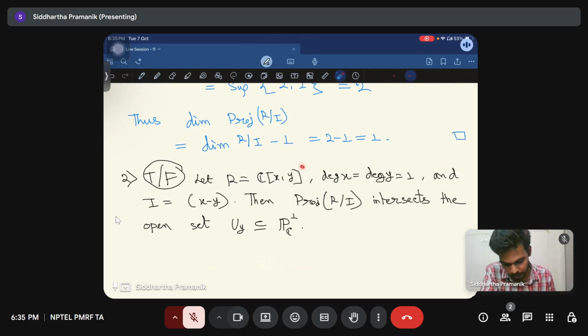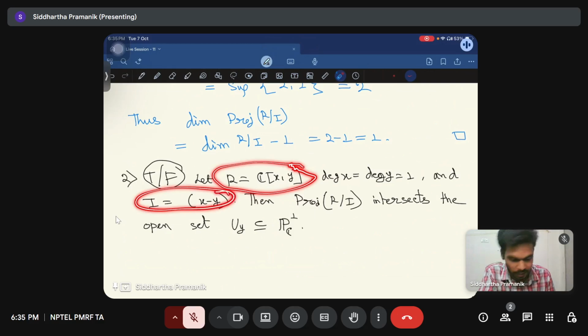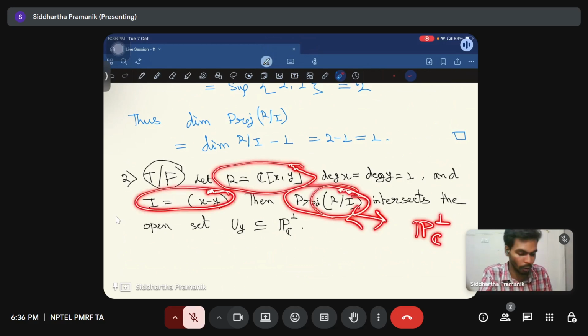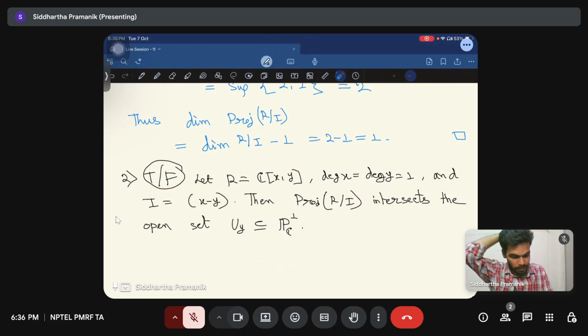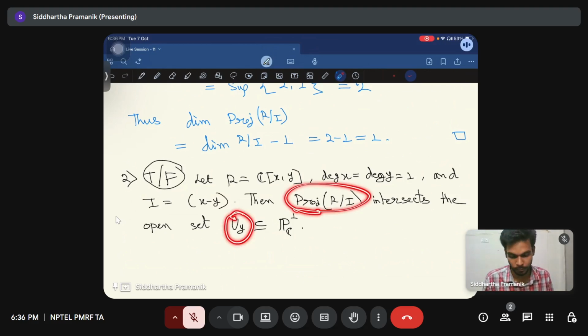So we are given this polynomial ring with standard gradation. We are given this homogeneous ideal. Then we can have this Proj of R mod I, because R mod I is a graded ring, and this is equipped with the Zariski topology, and this is in 1-1 correspondence with P1 of C. Oh, sorry, this is R mod I, so not with P1 of C, but a subset of P1 of C. So we need to check that this Proj will intersect with this open set U of Y or not.